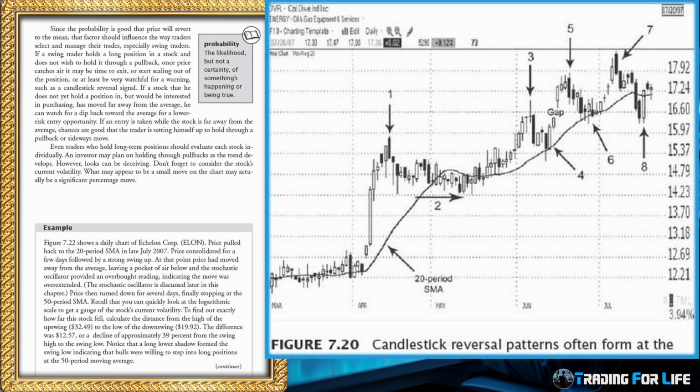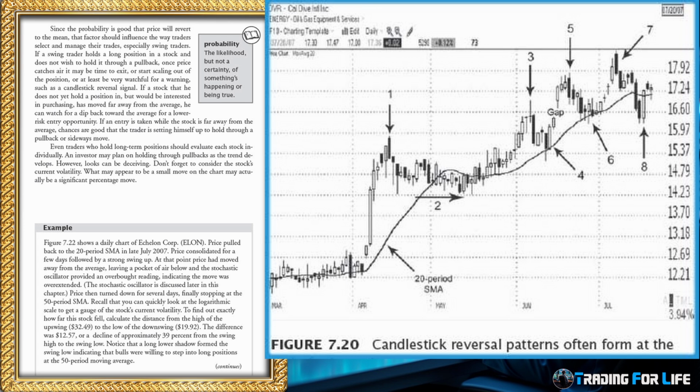Since the probability is good that price will revert to the mean, that factor should influence the way traders select and manage their trades, especially swing traders. If a swing trader holds a long position in a stock and does not wish to hold it through a pullback, once price catches air, it may be time to exit or start scaling out of the position, or at least be very watchful for a warning, such as a candlestick reversal signal.